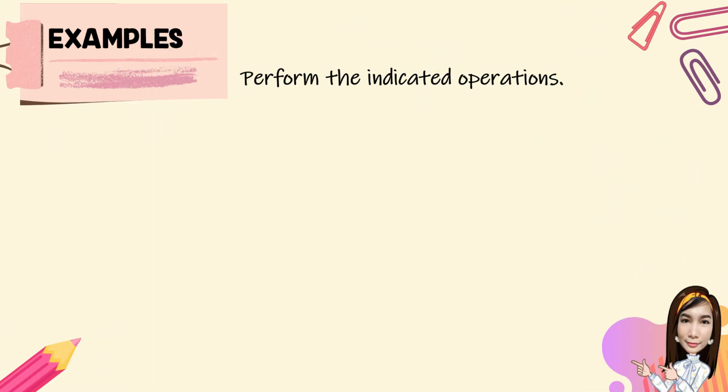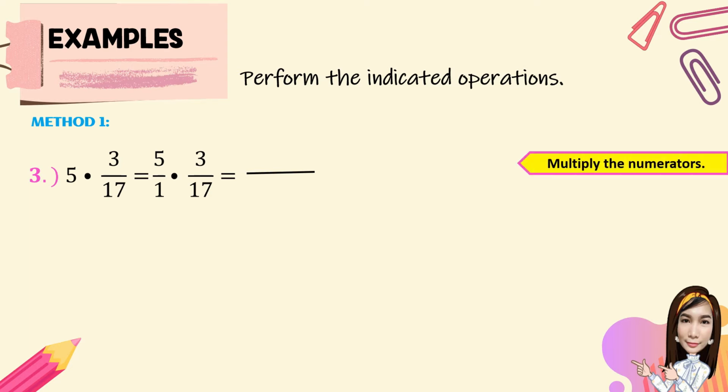For number 3, still we are going to use method 1. Given 5 times 3 over 17. So here, 5 can be written as 5 over 1. So take note, it is understood that the whole number has a denominator 1, times 3 over 17. So first, we are going to multiply the numerators, which are 5 times 3. Second, multiply the denominators, which are 1 times 17.